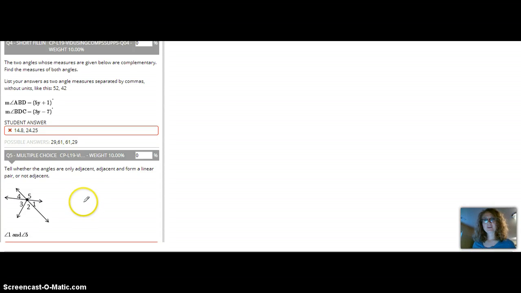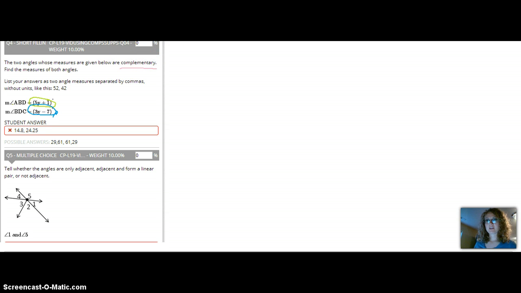Alright, here we're given a couple of problems from a checkpoint about angles and their relationships. So let's read the first question and see if we can come up with an answer for it. It says that the two angles whose measures are given below, so measure ABD is this, and measure BDC, we'll do in blue, these nice spring colors, is this. These are the two measures, and it tells us that they're complementary.